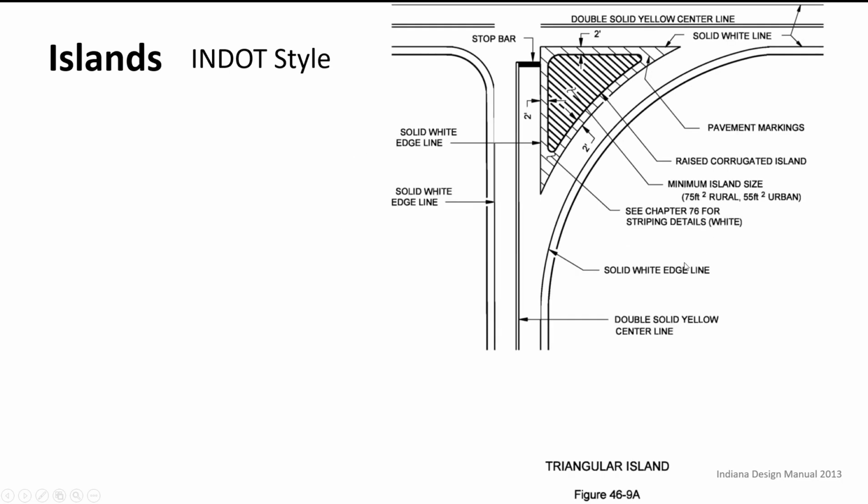Here's another example of a triangular island. This is a lower volume situation. They're just going to use a straight 2-foot offset on all sides. All right, so that's one more option that they're using.